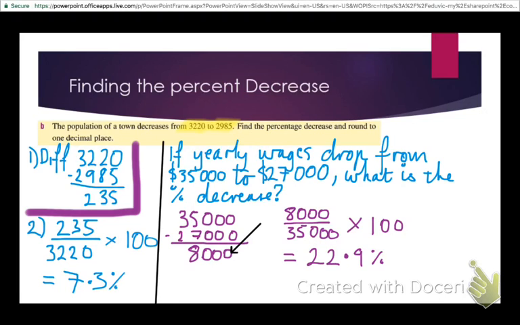Okay, that's the lot for percent increase and decrease, or finding how much the percent increase and decrease is for now. Hope you got a little bit out of it.